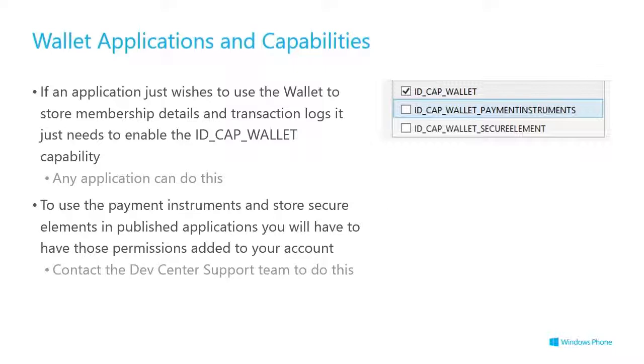And so you've got to check the checkbox for the wallet capability in order to do this, or it's not going to work for you. Yeah, so for simple membership cards, you only need the top one there, the ID Cap wallet, but the other ones are for micropayments, that kind of stuff. If you want to do that kind of thing, you need to contact the Microsoft support team behind dev.windowsphone.com. Okay. Because you need to have special arrangements set up to do that kind of stuff.